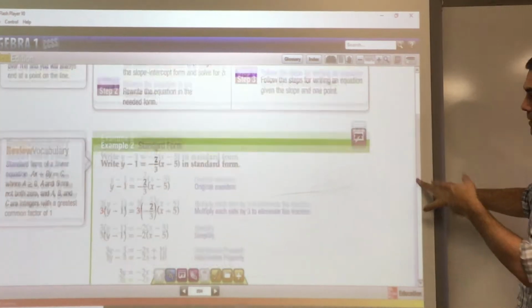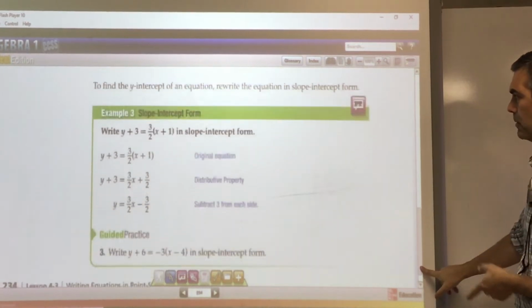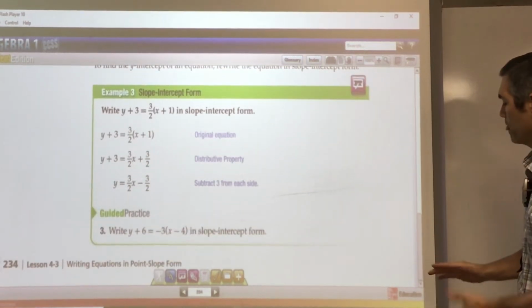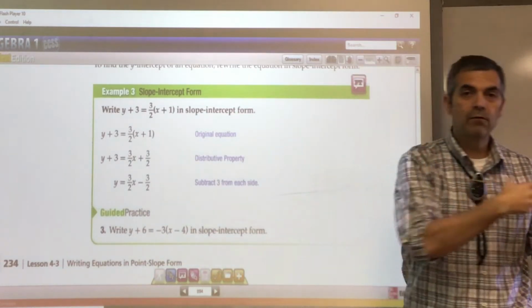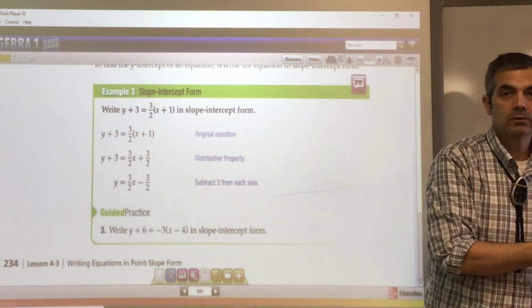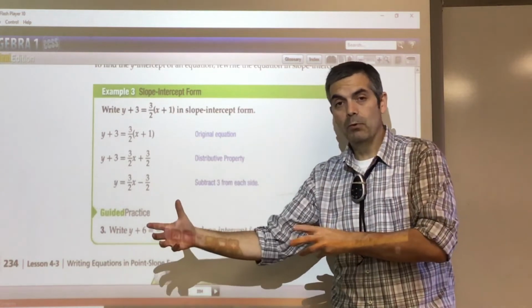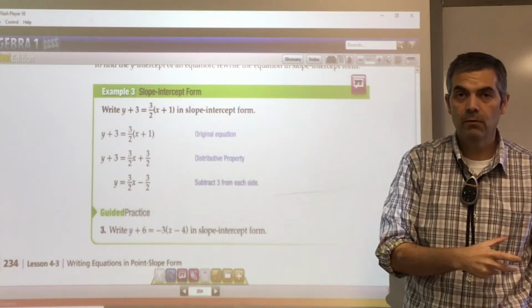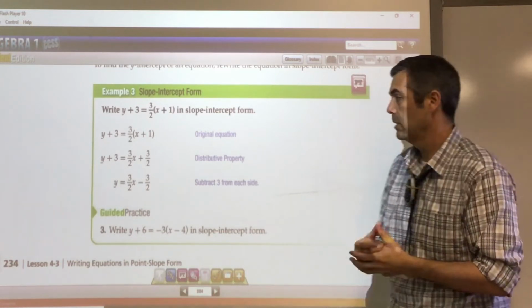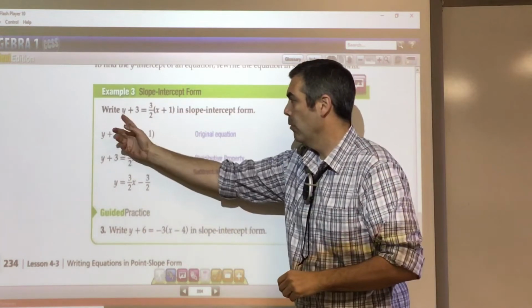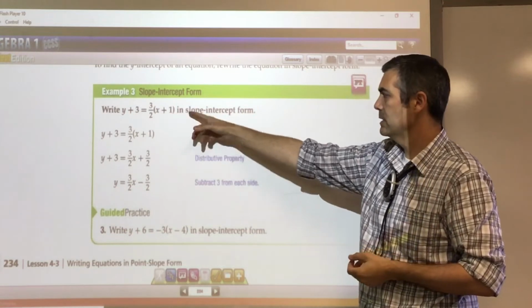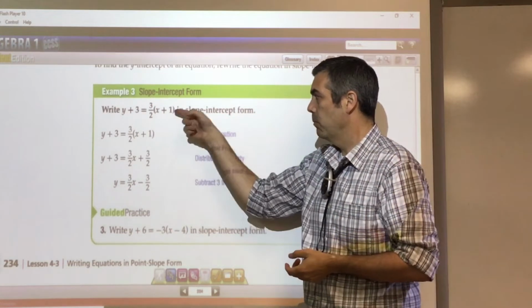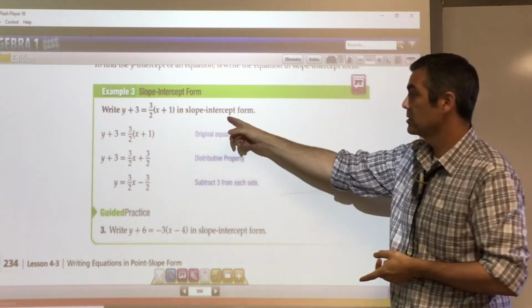Now we're going to talk about standard form tomorrow, but today we're going to talk about slope-intercept form. So here, if you're in point-slope form, you need to be able to convert into slope-intercept form. So given point-slope, go to slope-intercept form, because this is really kind of how we use this, right? Make it a little bit easier. Write y plus 3 equals 3 over 2, parentheses x plus 1, parentheses in slope-intercept form. So point-slope form, we want to go to slope-intercept form.